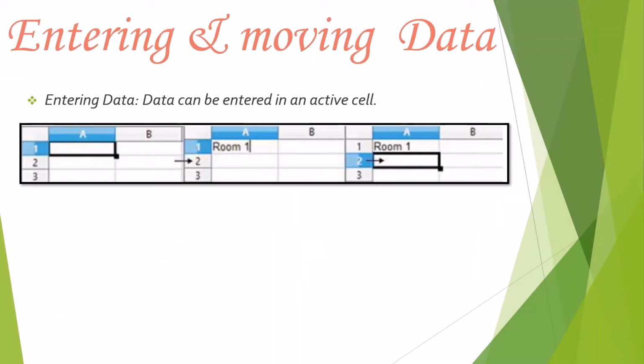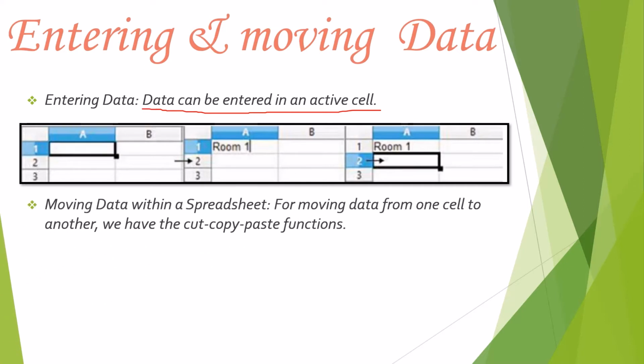Entering and moving data. Whenever you want to enter data, then you can enter the data only in an active cell. Whichever cell is active, data can be entered in that cell. And what is the identification of an active cell? It will be bordered with a heavy black line. Now, how to move data within a spreadsheet? Basically, there are some steps, but in short, we can conclude that for moving data from one cell to another, we have the cut, copy, paste functions.